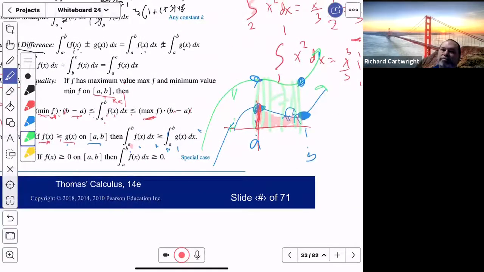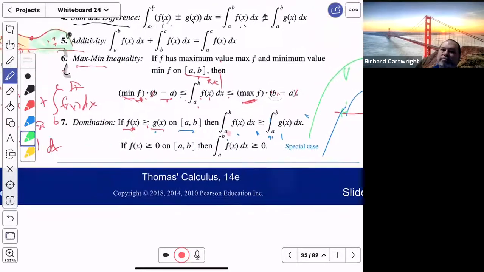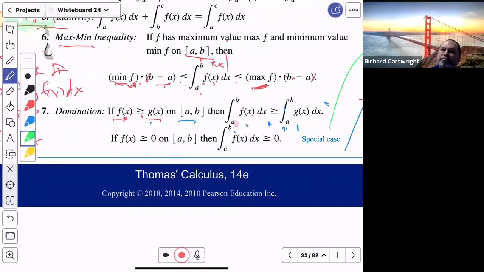It's obvious that if, from a to b, f is bigger than g, the bigger function is going to have more area under the curve. Does that make sense? That's called the domination. Wow, how sad.